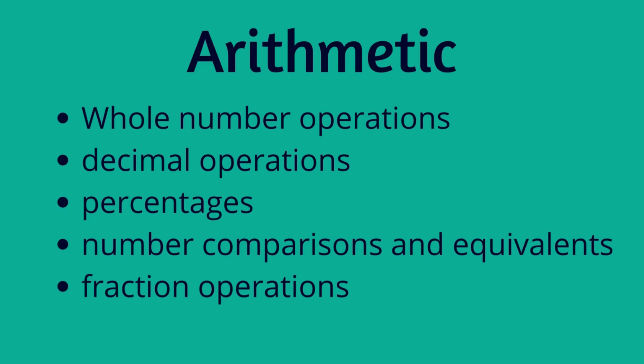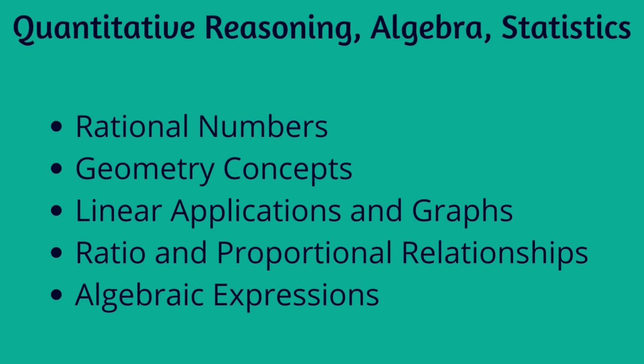Our next section is quantitative reasoning, algebra, and statistics. Don't let the title of this component scare you. Quantitative reasoning is basically your ability to read, understand, and apply math knowledge in different contexts. Algebra usually deals with problems which have at least one variable, such as x or y. And statistics, well, statistics deals with analyzing large groups of data and drawing inferences or conclusions from the data.